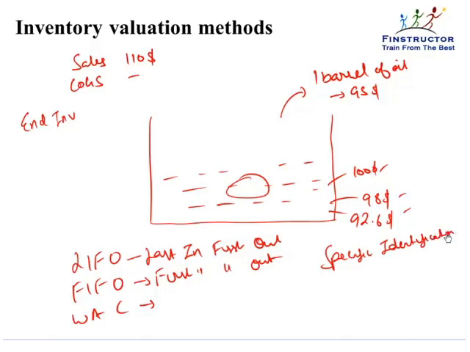I actually keep each of these items purchased in a separate container so that I know the cost of each, and I can specifically recognize the cost as the sale is completed. So in specific identification, each unit sold is accounted for its own cost.